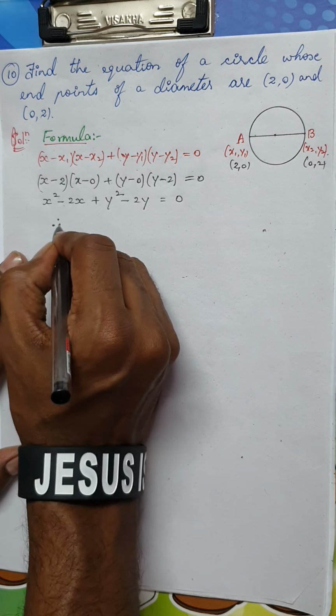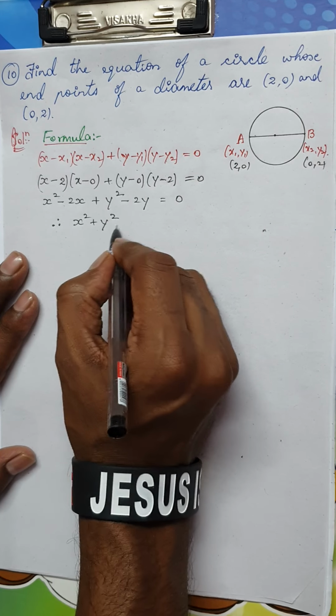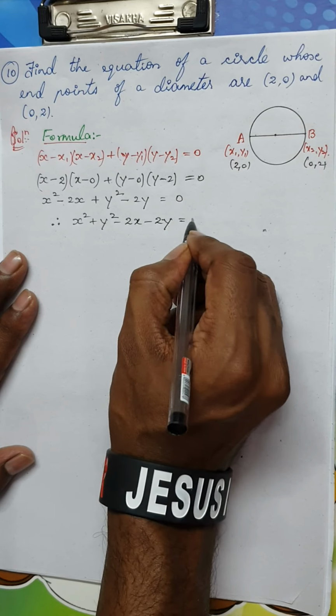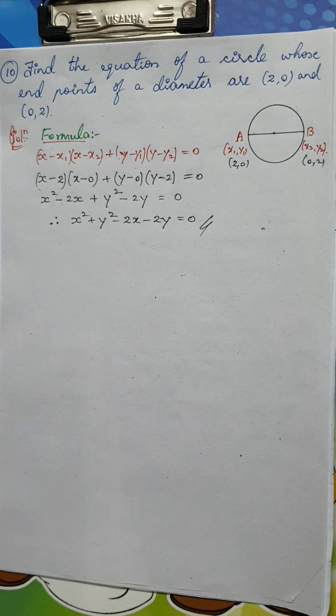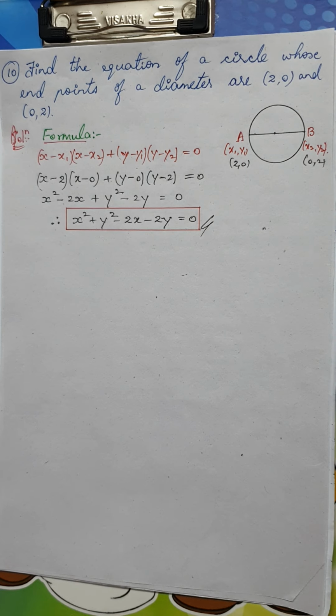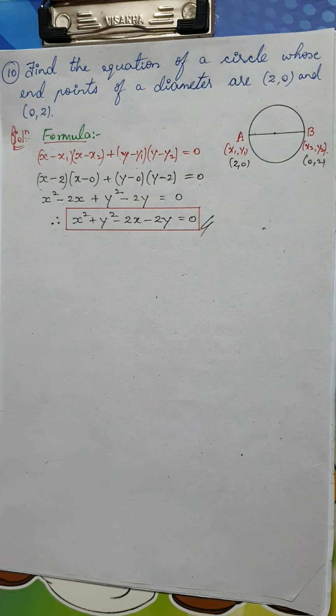Therefore, if you want, you can write it in a more simplified form. So it is x square plus y square minus 2x minus 2y. This is equal to 0, and this is my required equation of the circle. Very simple, isn't it? I believe you have understood this. Right, students? So in this session, we have solved the fourth model question paper, all the 1 mark questions. Hope you have understood this.